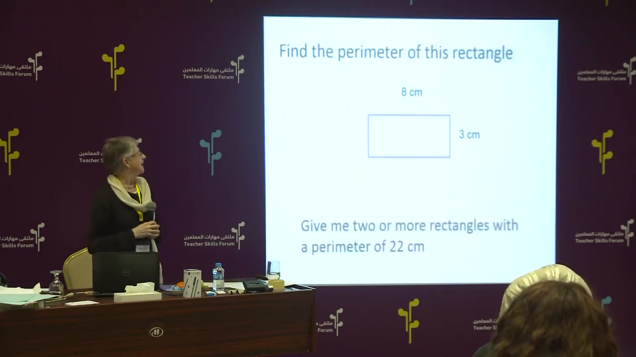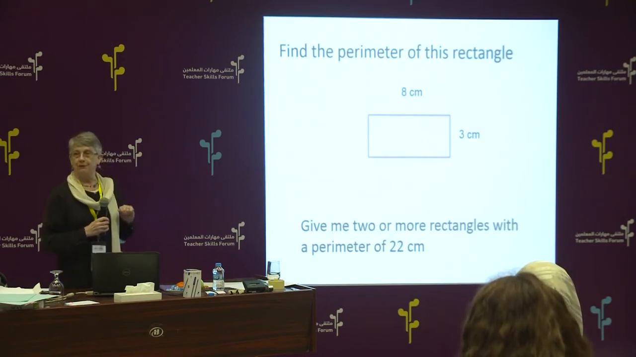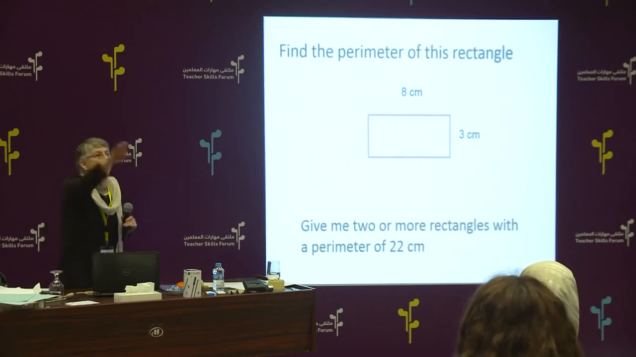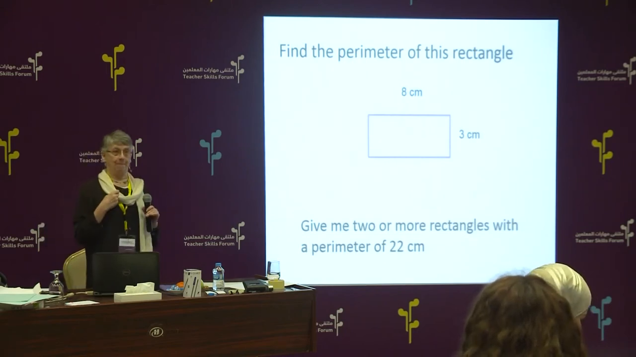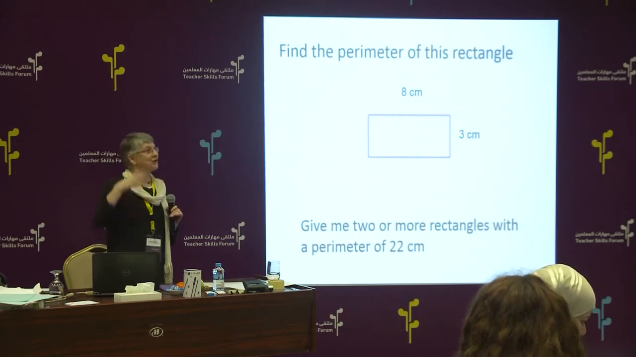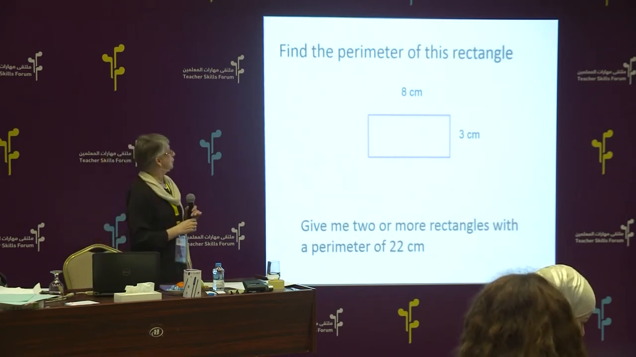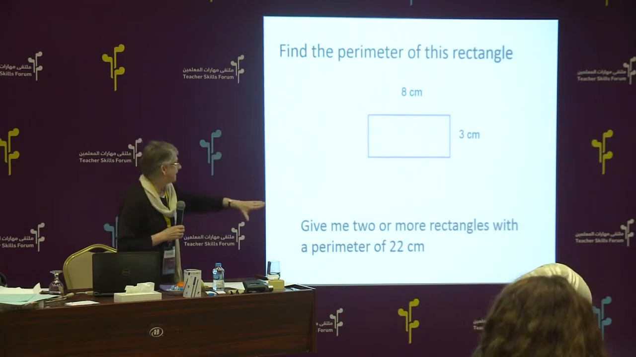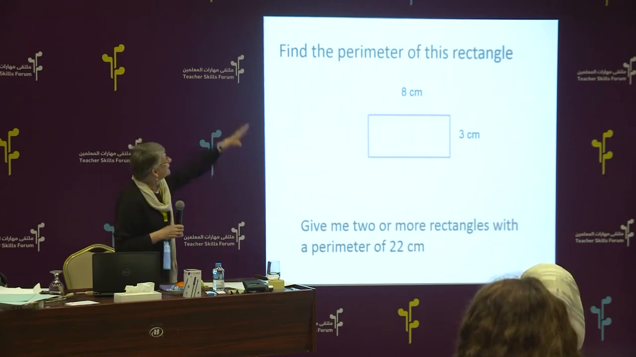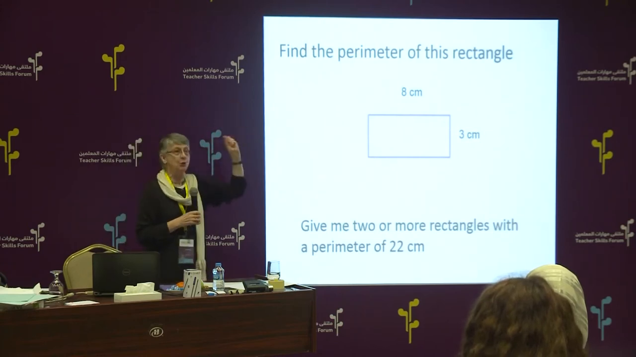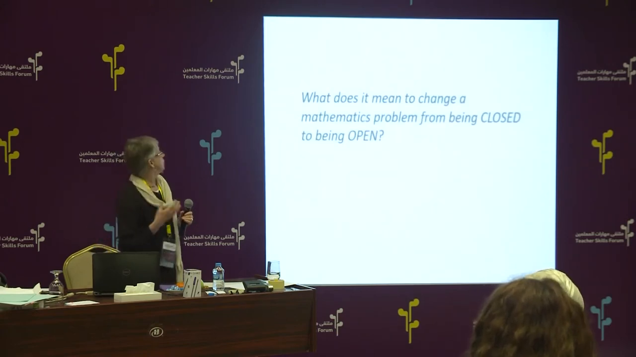Instead, I can change that and say, give me two or more rectangles with a perimeter of 22 centimeters. All of you can give a different answer. Now you have to wake up. You can't rely on this good student to answer all the questions for you. A simple change of words from find the perimeter, to give me two or more rectangles with a perimeter of 22 centimeters. We can describe the first one as a closed question. The second one is an open question.